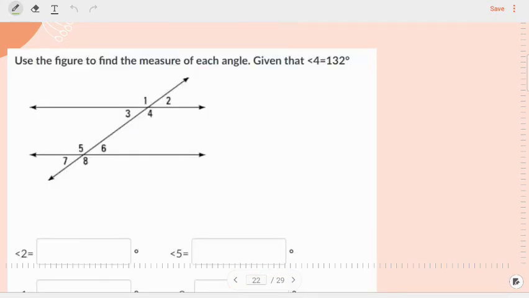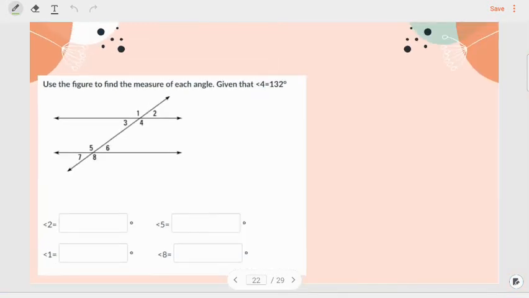All right, on to some geometry. So use the figure to find the measure of each angle. So I'm going to fill in what it gives me first. So it says the measure of angle 4 is 132. And before I even answer any of the other questions, I'm going to fill in everything else that I have. So angle 1, you'll notice, is a vertical angle. They shared this vertex. So it is also 132.